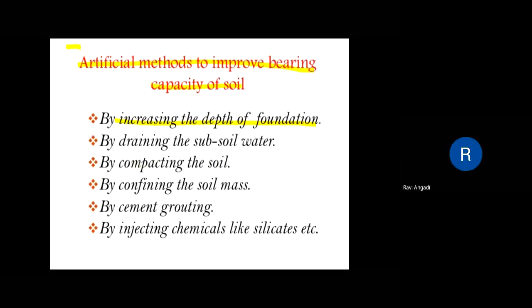The second is draining the subsoil water. If any water is present in the subsoil, it should be drained out properly, and hence you can improve the bearing capacity of the soil. The third is compacting the soil properly. Also, by confining the soil mass, you can improve the bearing capacity. By cement grouting also, you can improve it. Also by injecting chemicals like silicates, you can improve it. There are many methods to improve the bearing capacity of the soil.